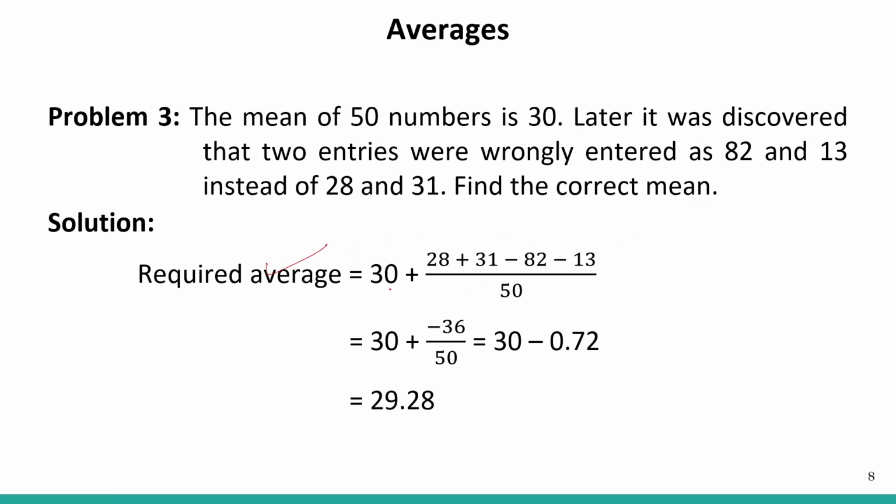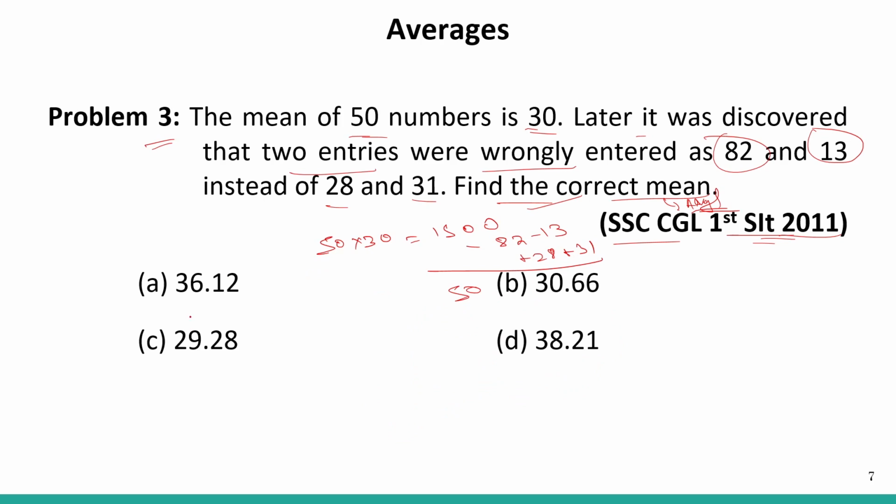The required average will be (30 times 50 plus 28 plus 31 minus 82 minus 13) by 50. So it will be equal to 30 plus minus 36 by 50, which is 30 minus 0.72, nothing but 29.28. This is the correct answer. So 29.28, option C, is the correct one. 36.12 is wrong, 30.66 is wrong, 38.21 is wrong.